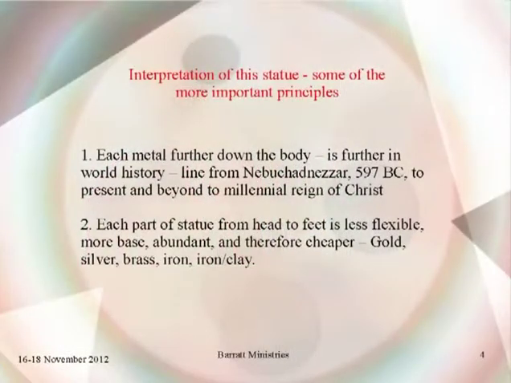Right. So I'm going to look at some principles before we go in detail. This is interesting to know. Each metal further down the body is further in world history. Well, we know that, don't we? It's a linear timeline. But number two, each part of the statue from head to feet is less flexible. The metal is less flexible, more base, and more abundant. More base means not as valuable, and more in abundance, and therefore cheaper.